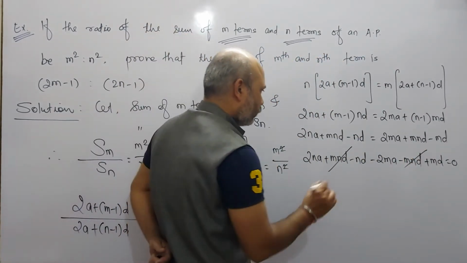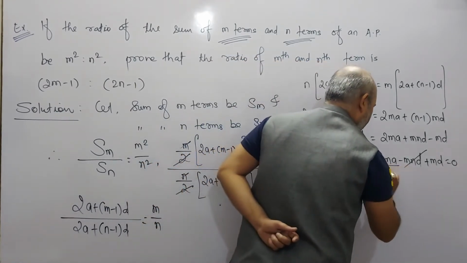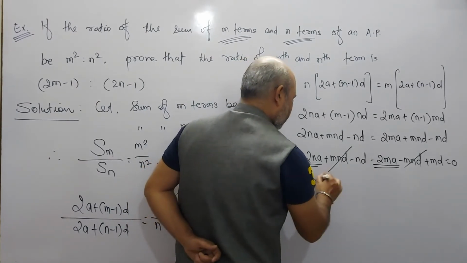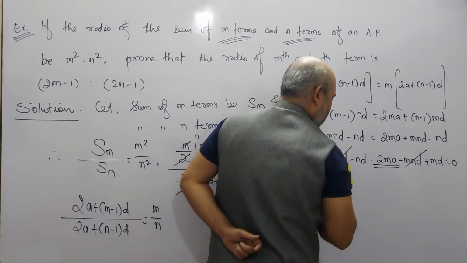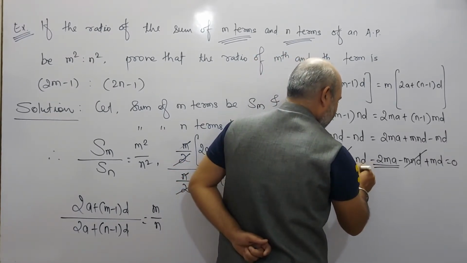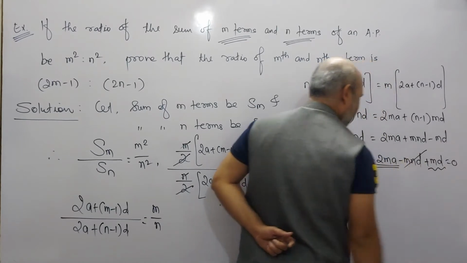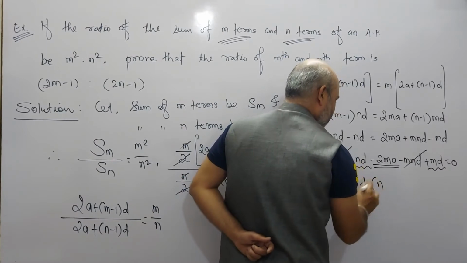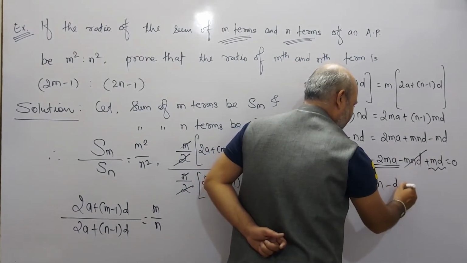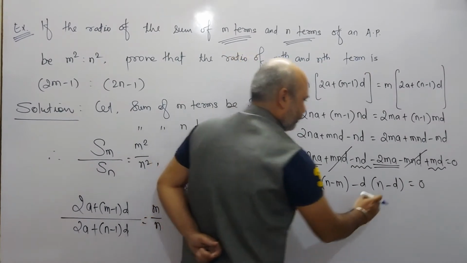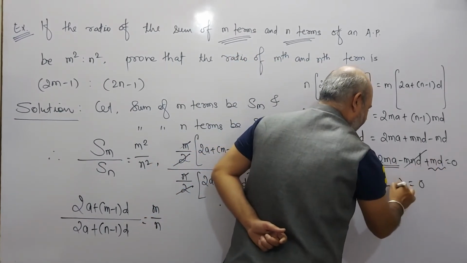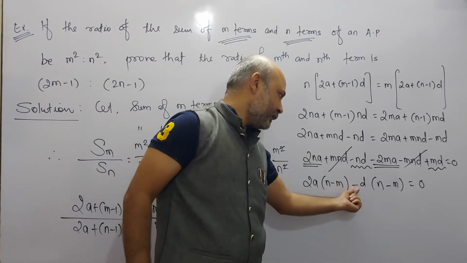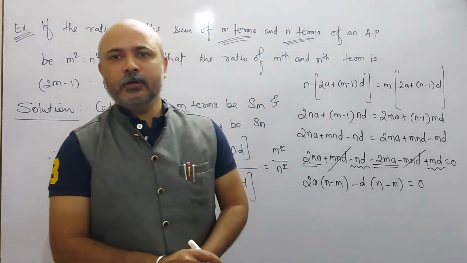Okay. Now from 2na minus 2ma, you can take 2a as a common. So you will get n minus m. And what is remaining then? This term is remaining: minus nd and plus md. Take minus d as a common. So you will get n, because of minus this plus becomes minus d, and this is equal to 0. Sorry, m, here you will get m. So 2a(n minus m) minus d(n minus m) is equal to 0.